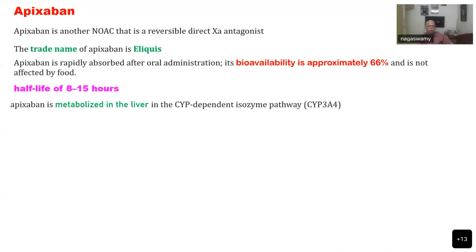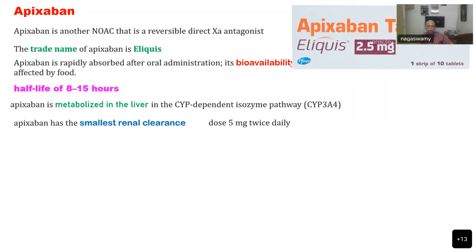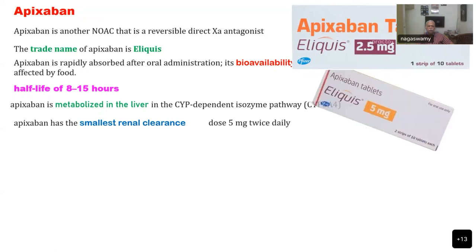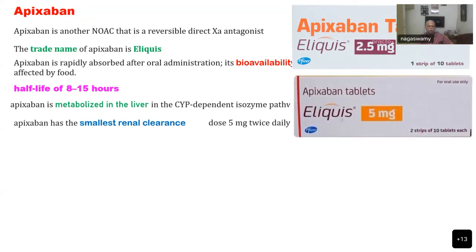Apixaban also is metabolized in the liver by cytochrome pathways, again the same isoenzyme, and has the smallest renal clearance. So even in patients with compromised renal function, you can safely use this drug. And the dose is 5 mg twice daily, so it is available as 2.5 and 5 mg tablets.